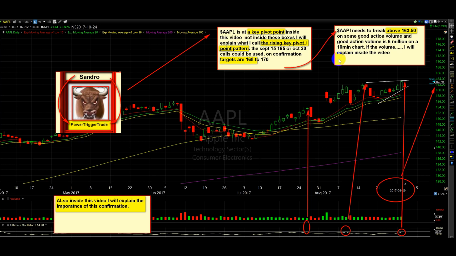All right, let's talk about confirmation, and then I'm going to talk about the importance of confirmation. Apple needs to break above 163.50 on some good action volume, and good action volume is 6 million on a 10-minute chart. We will look for some basing above that and look for power towards 163.75. If we show power in that area, this is going to be a breakout and a half, okay?